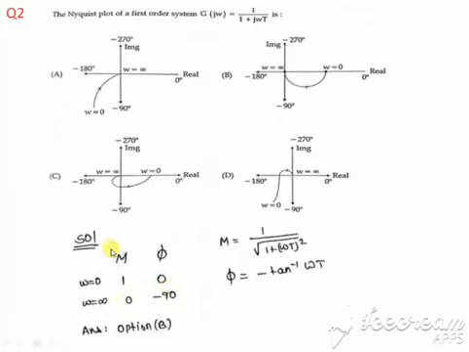So when omega is equal to 0, M is equal to 1. Here M is not 1, so this is not the answer. Here also M is not equal to 1, so this is also not the answer. In these two cases, when omega is equal to 0, magnitude is 1, so we need to check the other cases. When omega is equal to infinity, magnitude is 0. In both cases the magnitude is satisfied, but check the phase angle. When omega is equal to infinity, phase angle is minus 90, but here the phase angle is minus 180. This is not the option, so the correct option is option B.